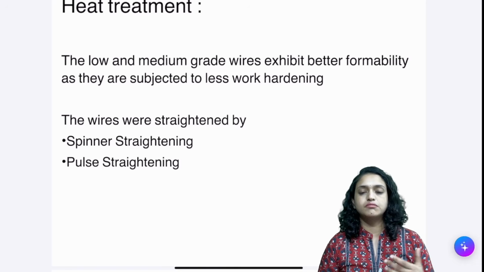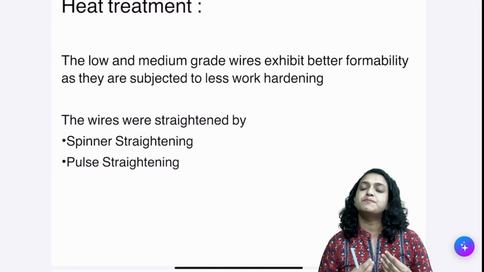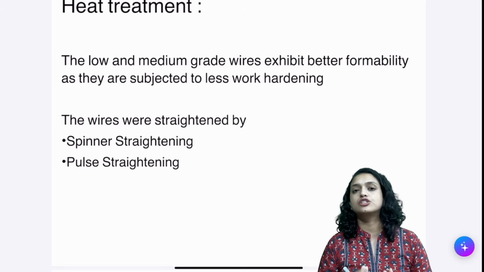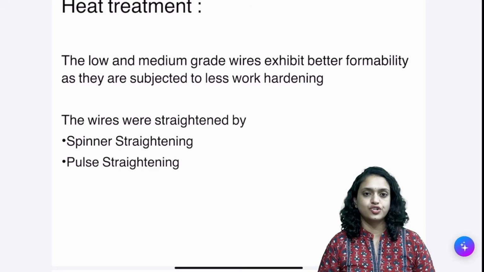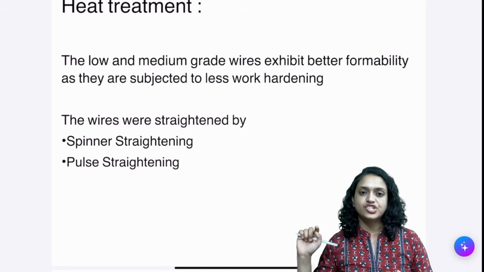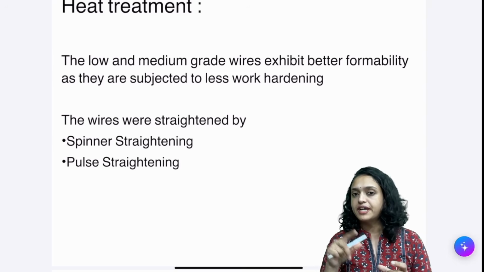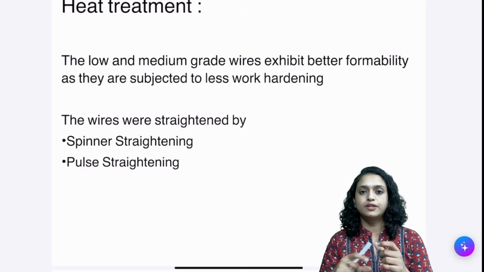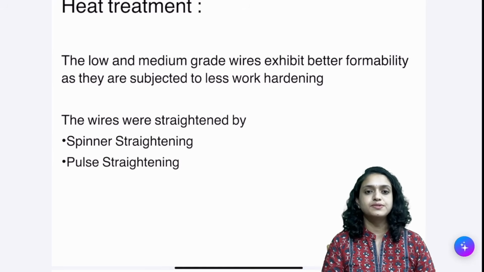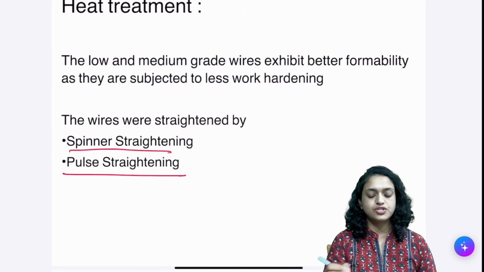So, like I said, there's a special heat treatment which has not been disclosed by the company to bring about these very important properties seen in the Australian orthodontic archwire. These wires are generally supplied in the form of coils in a wound manner. These wires are generally straightened by spinner straightening or pulse straightening.